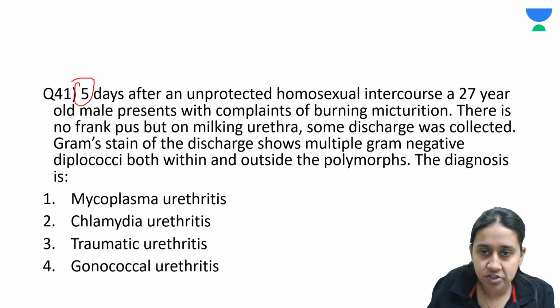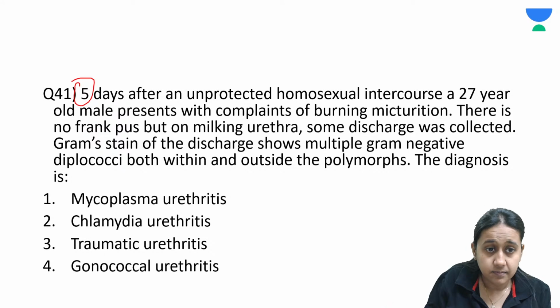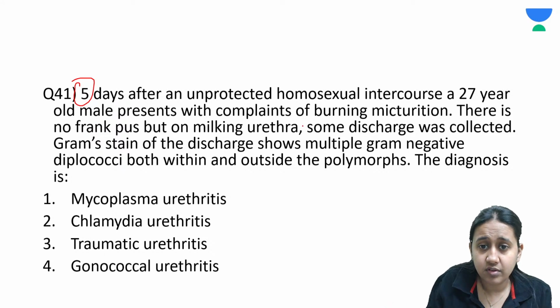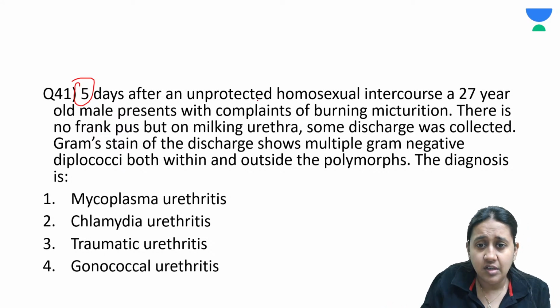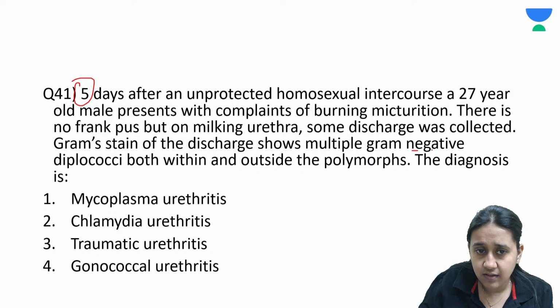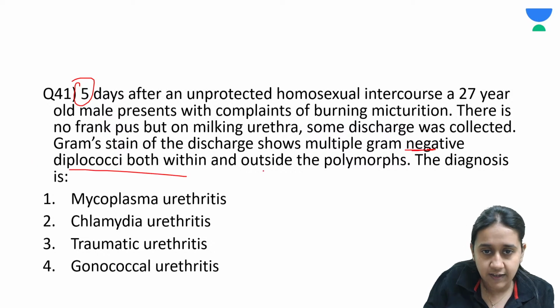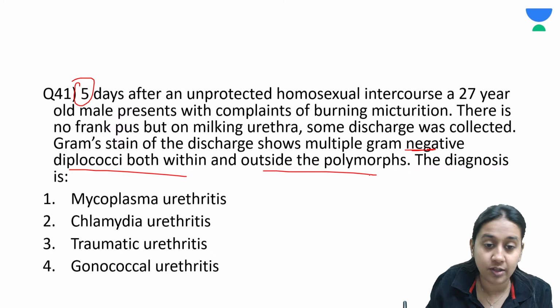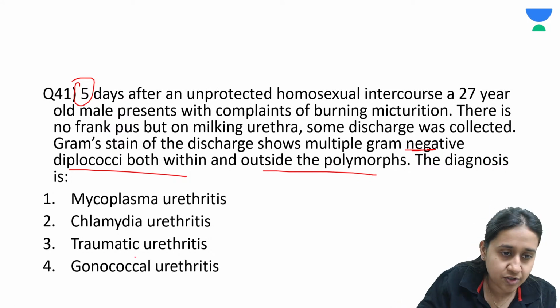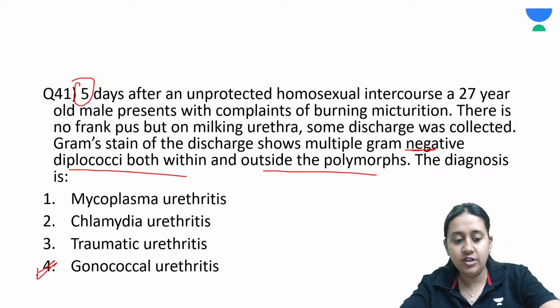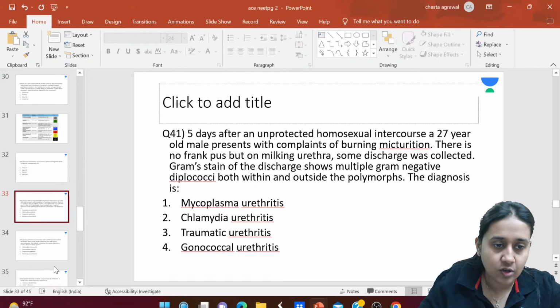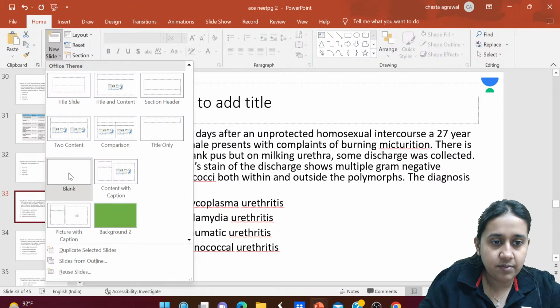There is a short incubation period of burning micturition. When you examine the discharge, you can see gram-negative diplococci both within and outside the polymorph. Very classical description of gonococcal urethritis. How to differentiate gonococcal from non-gonococcal? Very important question.